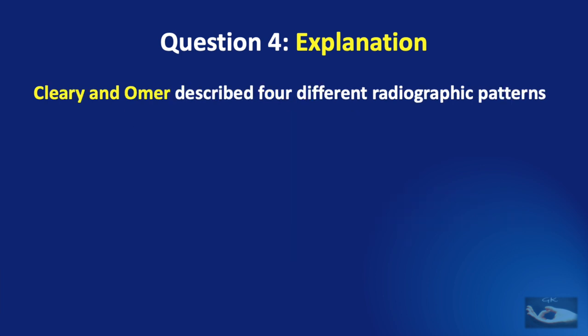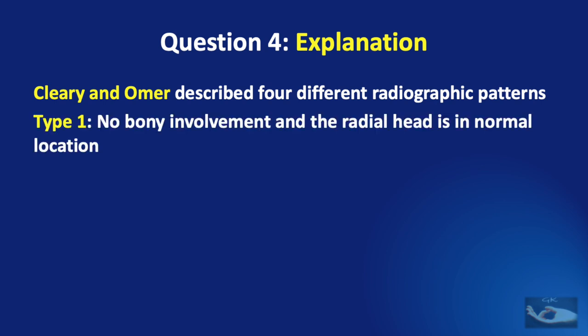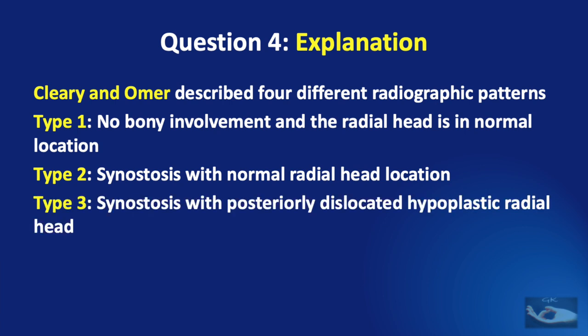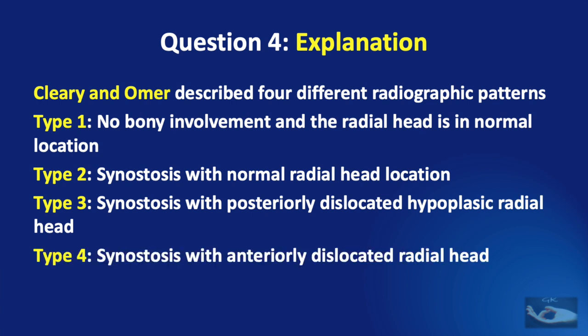Cleary and Omer have described four different radiographic patterns in congenital radioulnar synostosis. Type 1, where there is no bony involvement and the radial head is in normal location. Type 2, where there is a synostosis but with a normal radial head location. Type 3, where there is a synostosis with a posteriorly dislocated hypoplastic radial head. And type 4, where there is a synostosis with an anteriorly dislocated radial head.